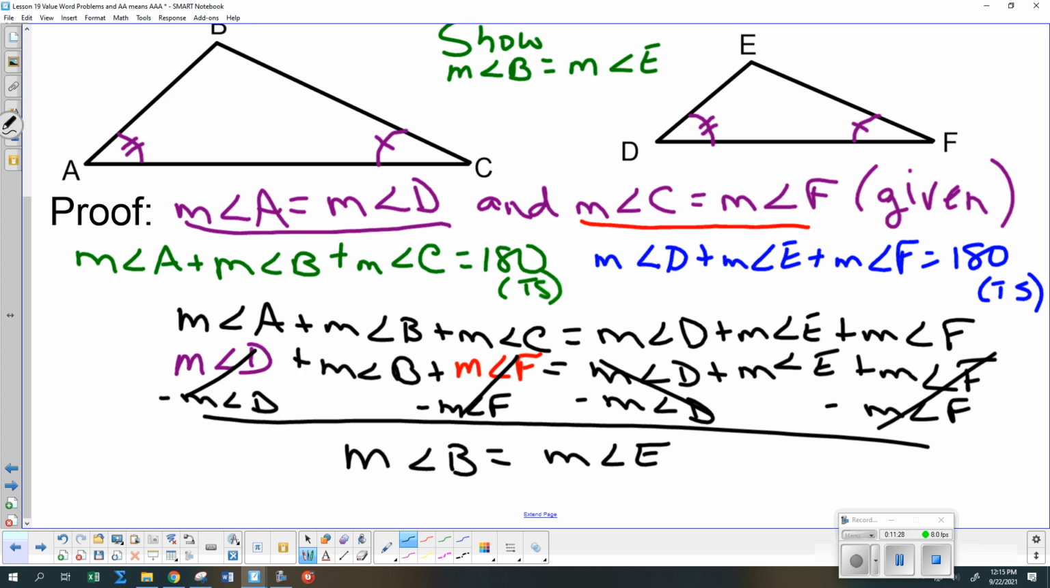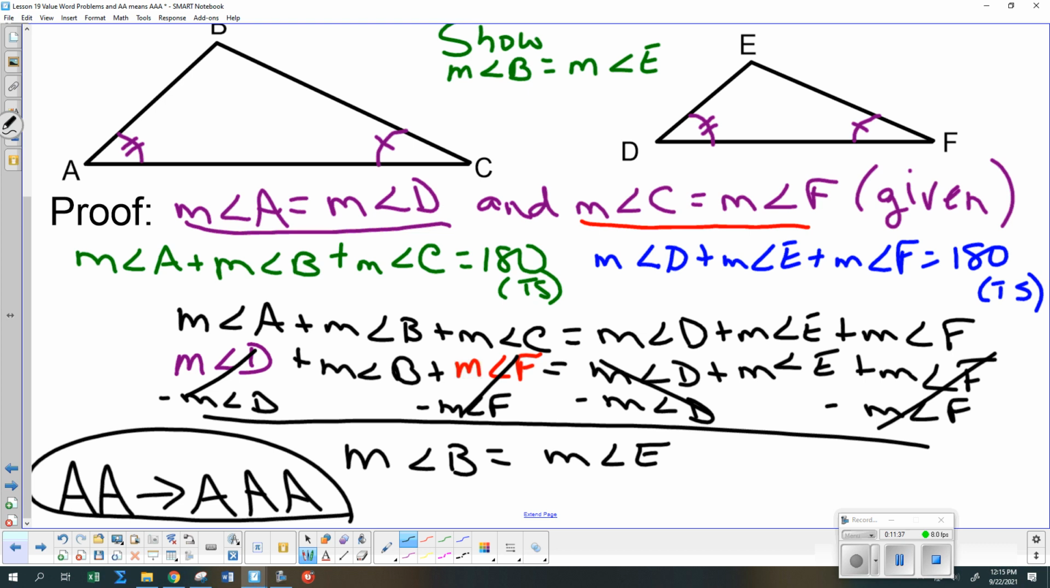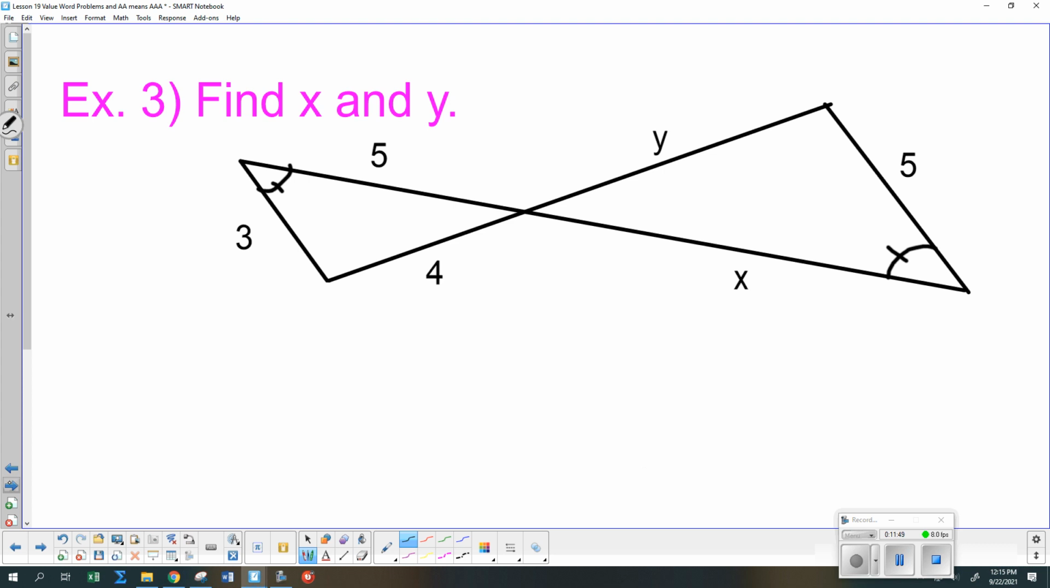And from now on, when we're giving a reason, the reason is AA implies AAA. That means we have two triangles, not one triangle. Two sets of angles match up, so then the other set of angles has to match up. So here's an example of the kind of problem you'll be doing that on. When you have one like this, copy the picture down in your notes right now.